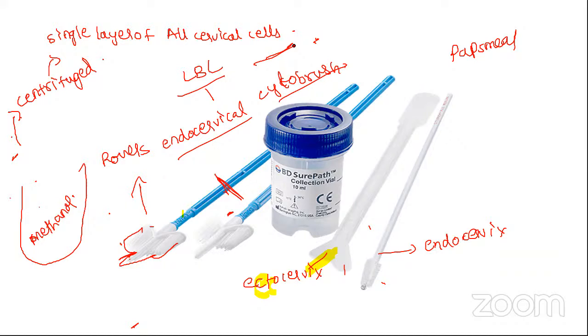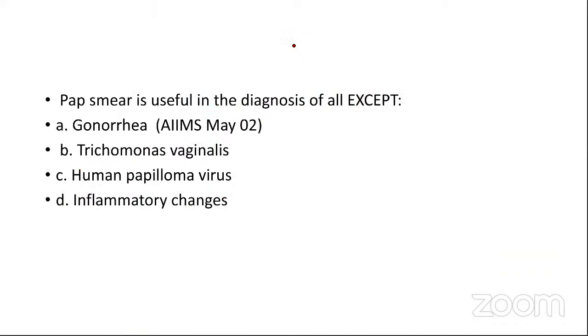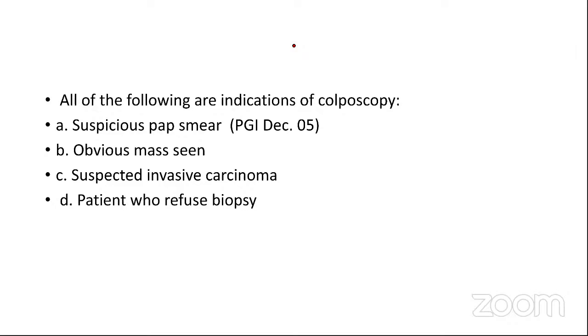Whenever any of these screening methods are abnormal, what will be your next step? The next step is going for a confirmatory test. The confirmatory test is colposcopy. If you have a visible lesion, directly go for punch biopsy. But if you have a microscopic lesion or invisible lesion, you will go for colposcopy. So all of the following are indications of colposcopy. Which of your answers are correct for this question?